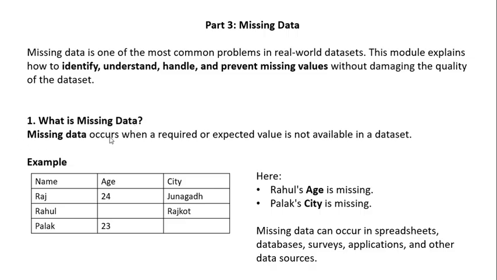Missing data occurs when required or expected values are not available in the data set. For example, names, age, and cities are given, but in some records age is not given, and city is not given. Missing data can occur in spreadsheets, databases, surveys, applications, and other data sources.